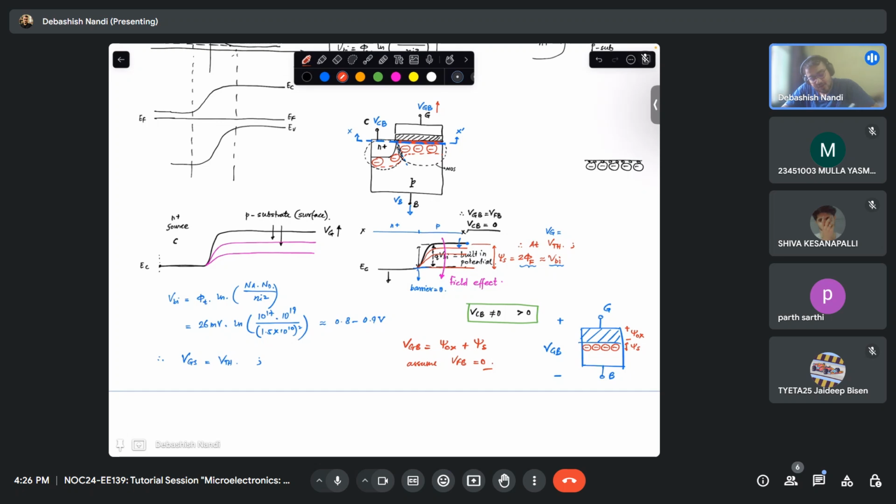Now, when I am drawing this line, what is this potential corresponding to? This potential corresponds to my psi s, because I am plotting at this surface. So now, when VGS equals VTH, what is your psi s? It is 2 phi f. Clear? So now let's take what your phi f is: phi t ln of Na over ni.